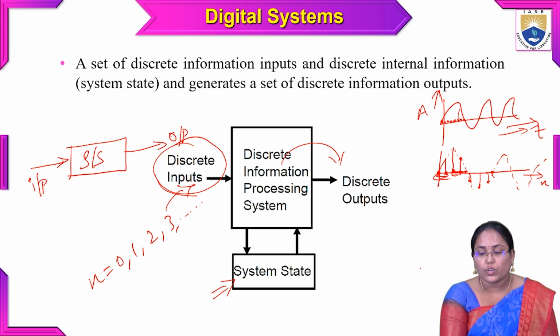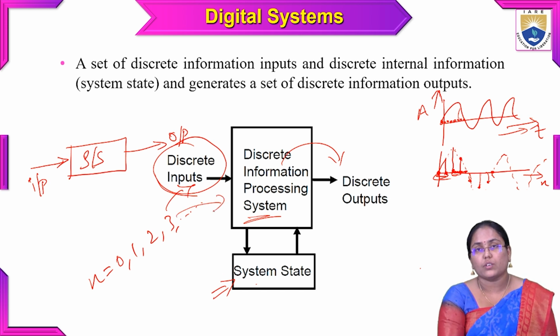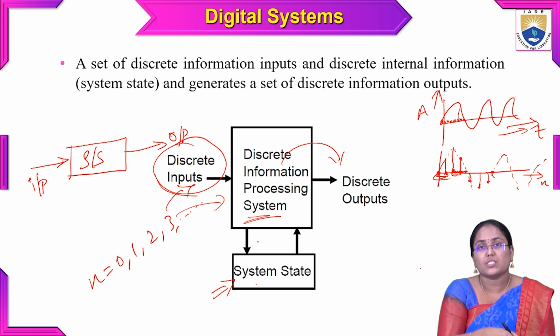Once you process something, once you make some changes with respect to the input in this information processing system, that particular state will be stored here. And next time, whenever I get any new input, sometimes we should be able to use the previous states also.